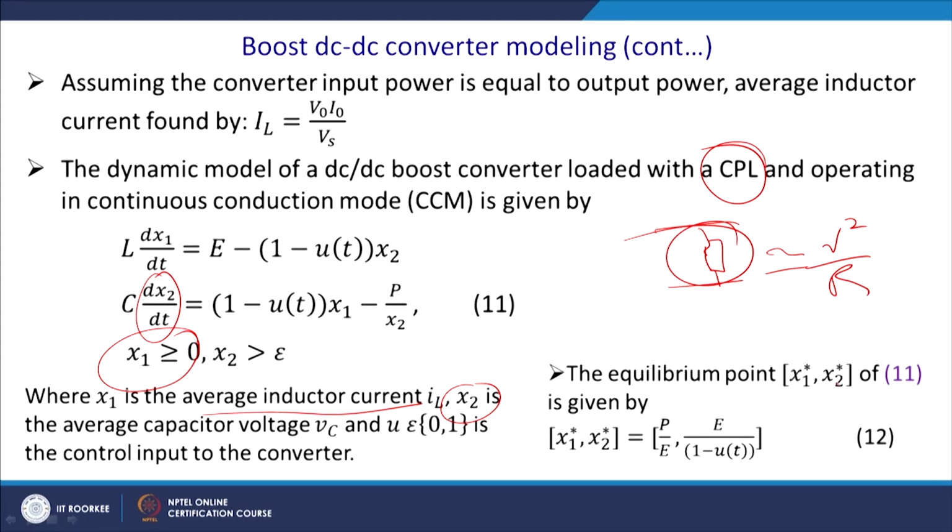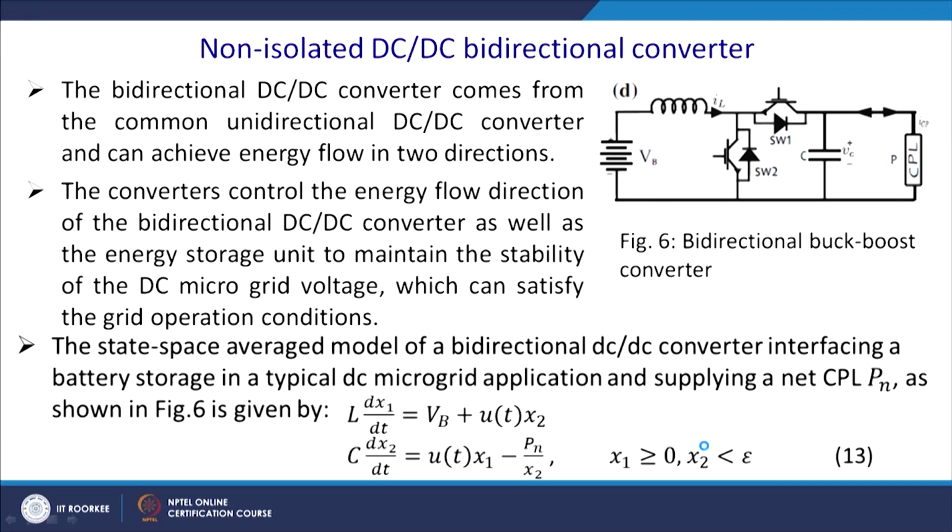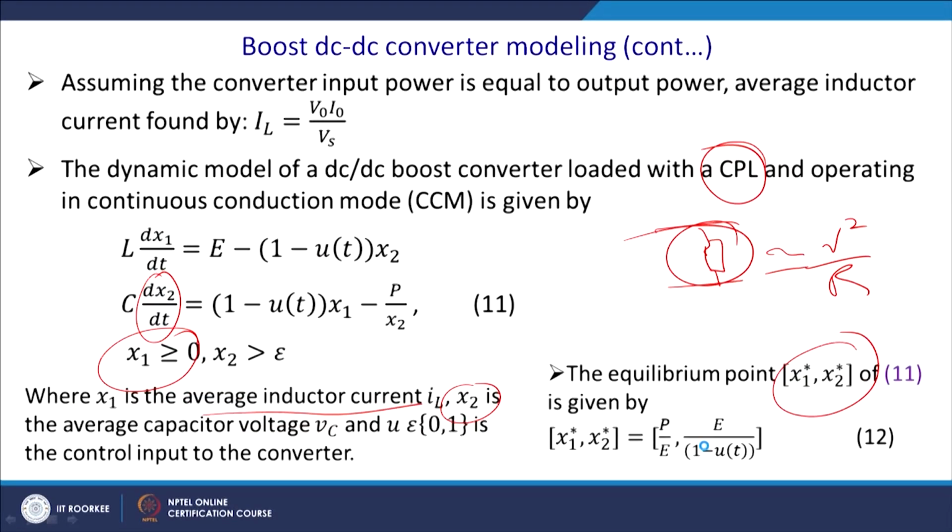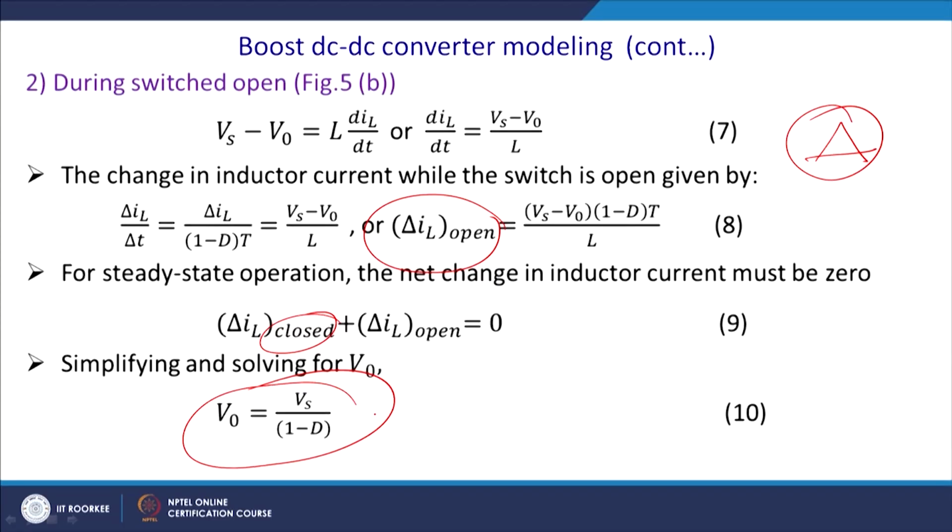The equilibrium point, x 1 and x 2, is given by P by V, and it is 1 minus U of t. So, this is the modeling of the DC to DC converter, and it is called the average mode of modeling. We are required to compute the different modes of operation, and it works fine, and this ratio holds good considering that it is in continuous mode of conduction.